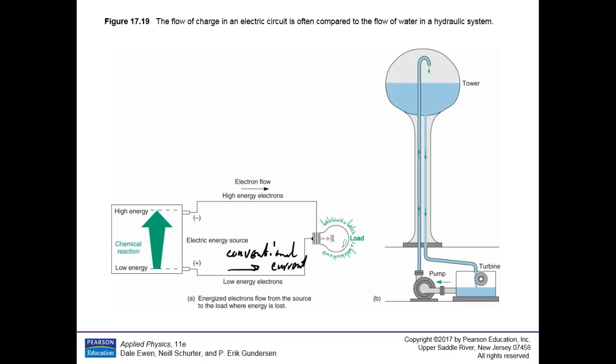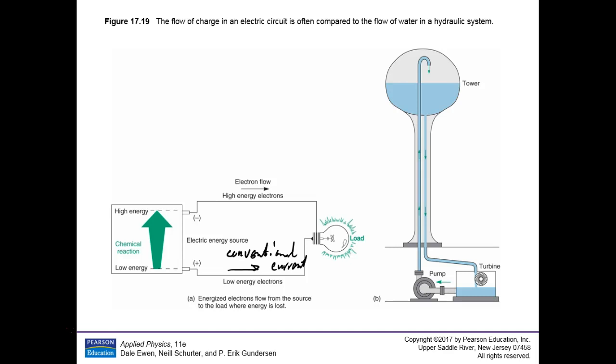Now, this is not one supplying the city with water. This is taking and pulling water off and turning a turbine here, which may do work. What kind of work, I'm not sure, but it's turning a turbine. Okay? So what's the turbine analogous to? The light bulb.